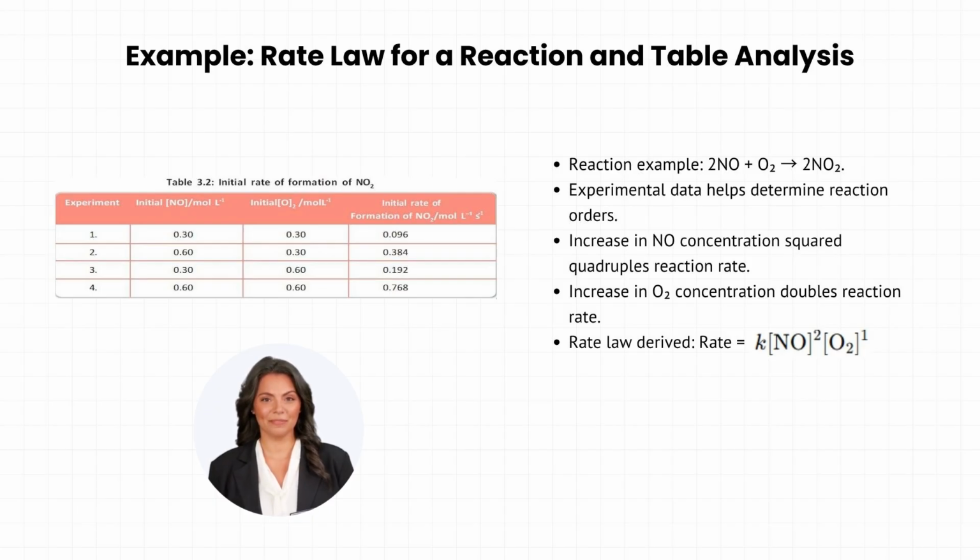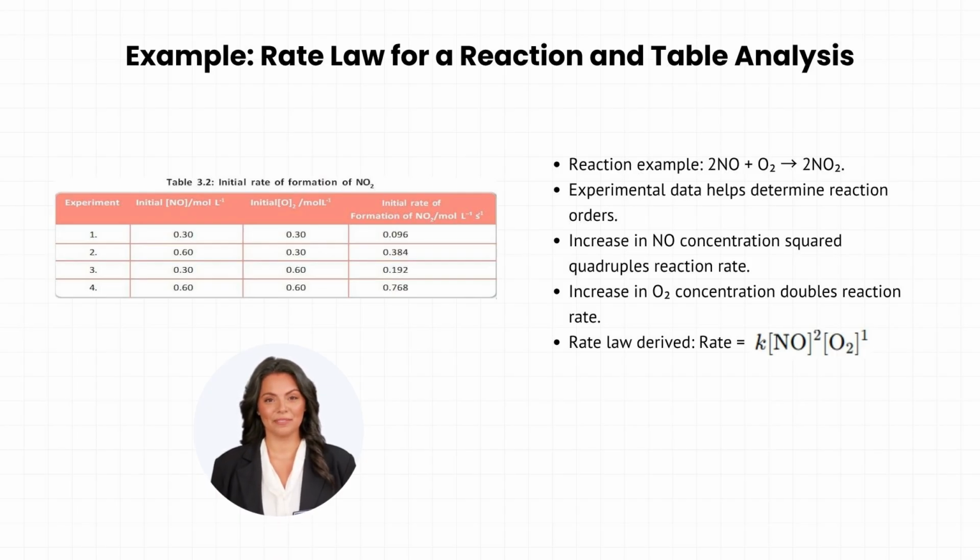Look carefully. When NO concentration doubles from 0.3 to 0.6 molarity, with O2 constant at 0.3, the rate quadruples from 0.096 to 0.384 mole per liter per second. This means the rate depends on the square of NO concentration. That's a second-order dependency for NO. On the other hand, doubling O2 concentration from 0.3 to 0.6 molarity while keeping NO constant doubles the rate from 0.096 to 0.192, indicating a first-order dependency on O2.